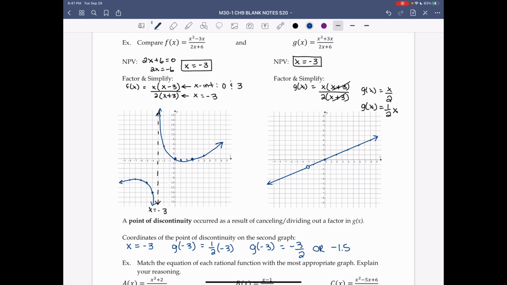There we go. So that's our point of discontinuity at negative 3, negative 1.5.